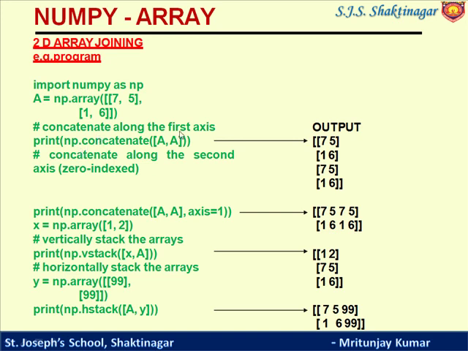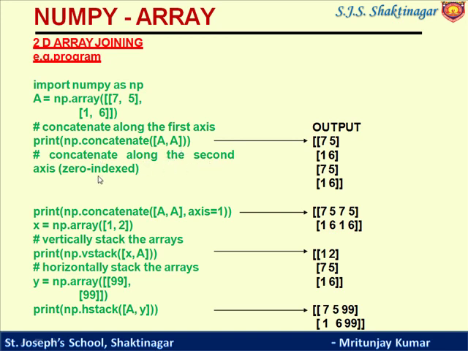So concatenate along the first axis. You can see print np.concatenate a comma a. So a comma a, what will be the output? The output will be 7 5, that is the first row, then 1 6 the second row, and similarly 7 5 again and 1 6 again. So this is a concatenation along the first axis, that is the A is first A, then again A.